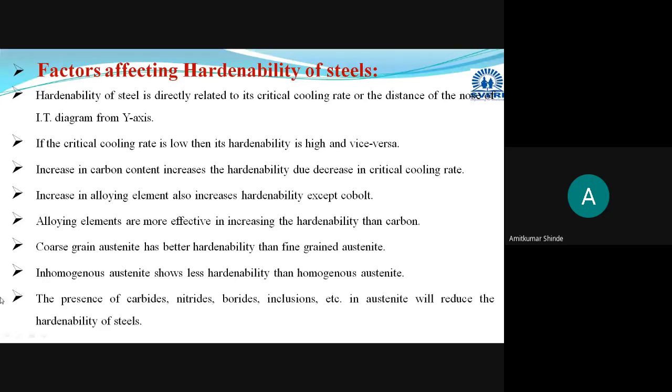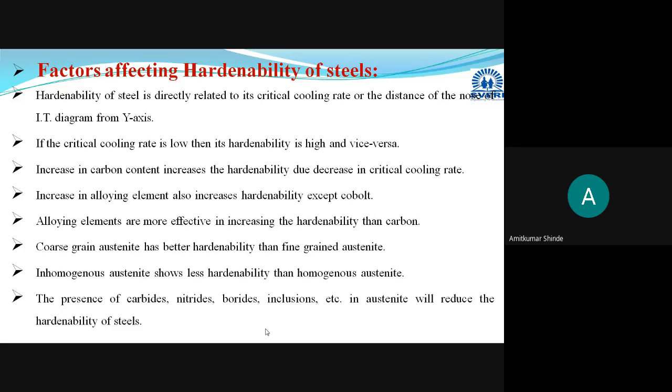Then, if austenite is inhomogeneous, it will show less hardenability. And if some carbides, nitrides, borides, or some other inclusions, meaning impurities, are present in the austenite, then that particular steel's hardenability will get reduced due to the presence of these carbides, nitrides, borides, or other impurities. So these are some factors which will affect the hardenability of the steel.